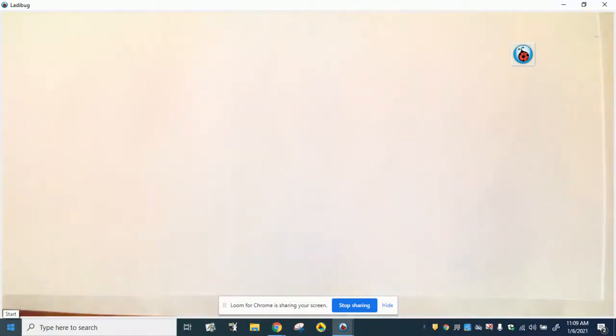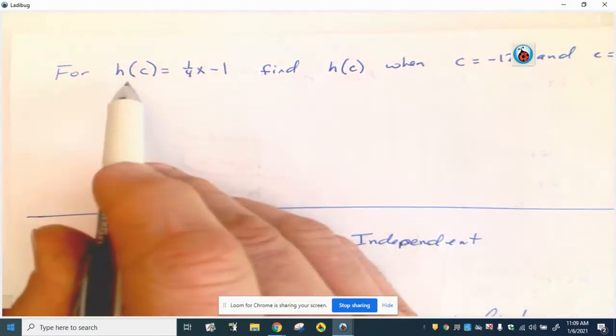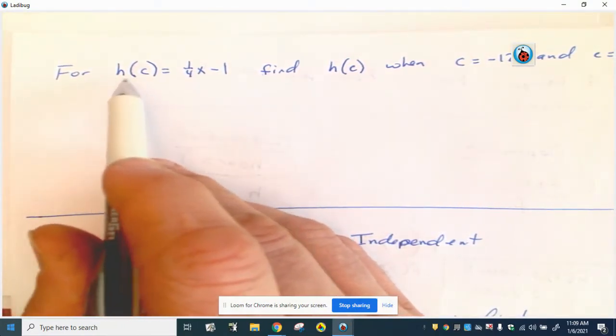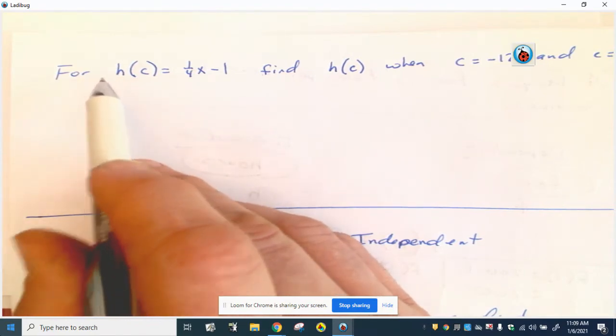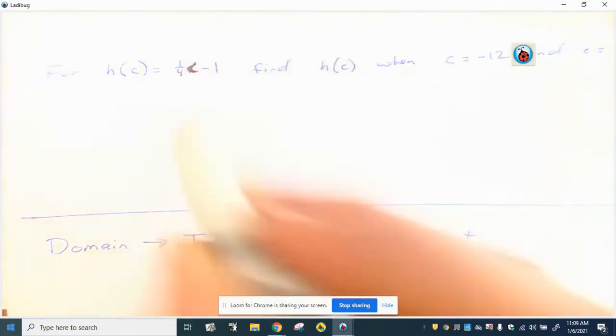And let's try one more example here. Let's say we had h of c. This doesn't have to be an f. This doesn't have to be an x. It can be any letter of the alphabet, right? This just means h of c. Oops, that should be a c. Okay.